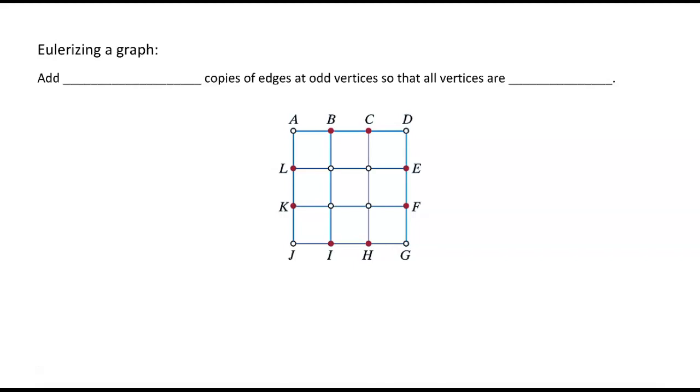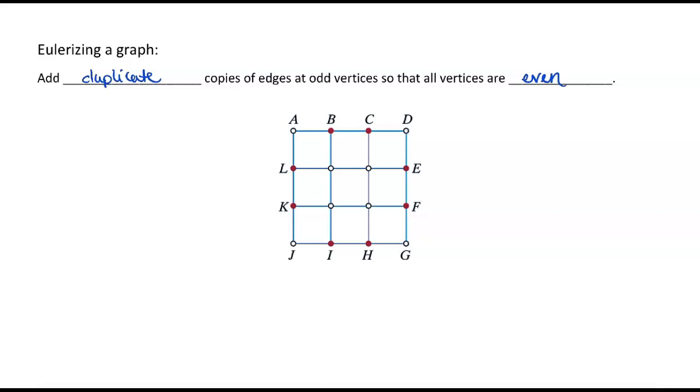What we'll do to fix this is we're going to add duplicate copies of edges at odd vertices so that all of the vertices are even. Once all of the vertices are even, we know that there will be an Euler circuit.